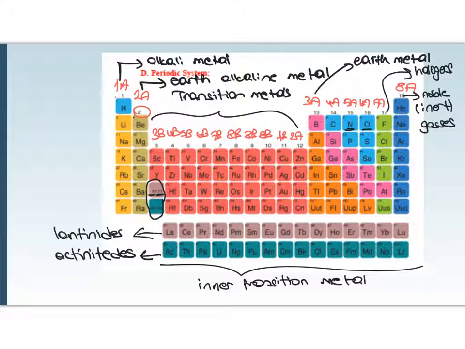And these pink ones, here is boron, silicon, germanium, arsenic, and antimony, they are metalloids. In other words, semi-metals. Physically, they look like metals, but chemically, they show the properties of non-metals.